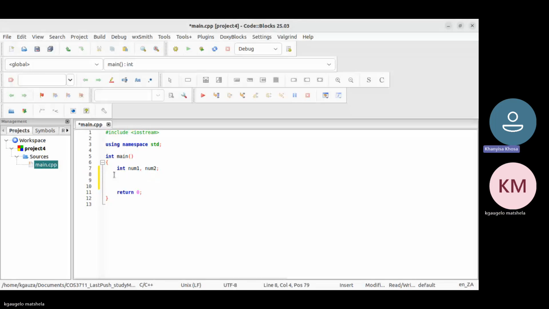All right, I understand. You see that, right? So you have to put a comma. When you put the semicolon, it means you are done.